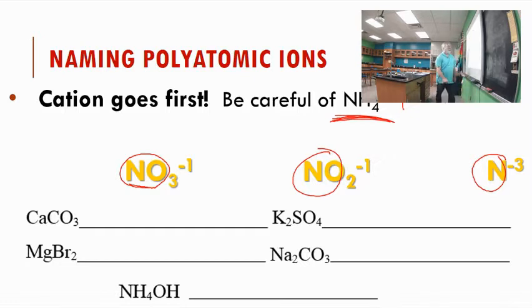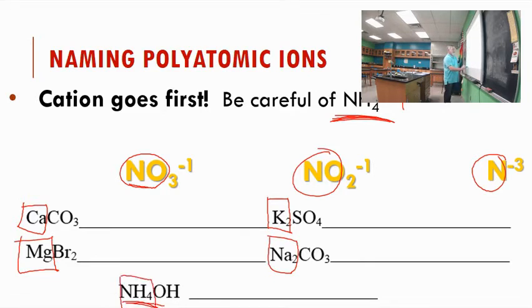Why is that important? It's important when you look at the examples I have at the bottom of the screen. If it does not start with NH4, there's only one atom in that positive ion. CaCO3 doesn't start with NH4. Ca is our positive ion. K2SO4 doesn't start with NH4. K is your positive ion. MgBr2 doesn't start with NH4. Mg is your positive ion. Na2 is your positive ion. Here it starts with NH4. That means NH4 is your positive ion. That's why it's important. That's why I want you to be careful with NH4. All right.